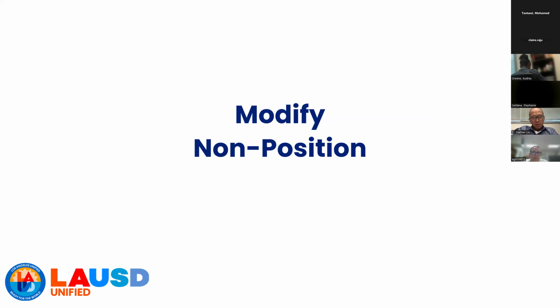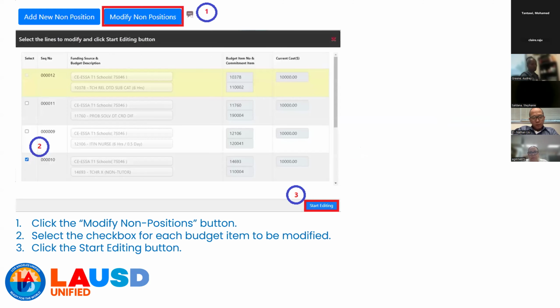Now to modify a non-position, we're going to click the Modify Non-Positions button and then select the checkbox for each budget item that you want to modify. And again, these are listed by the budget item number. So we see in yellow 10378 and below that 11760. And again, if your item number starts with a 4, it's going to be toward the bottom of your drop-down list. So then you are going to check the items that you wish to modify and then click the Start Editing button.